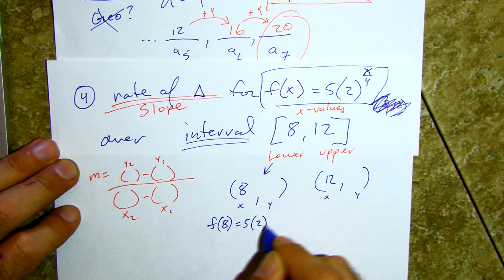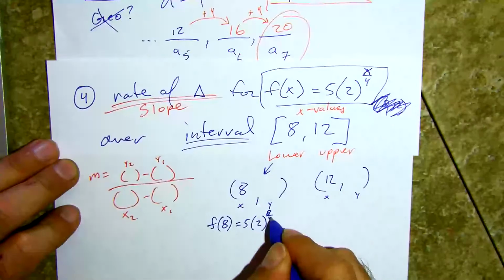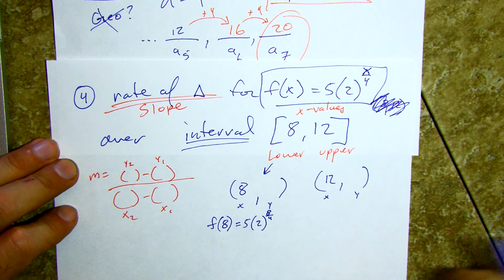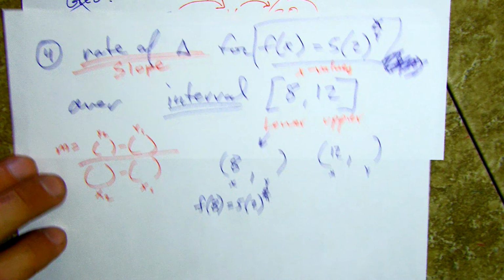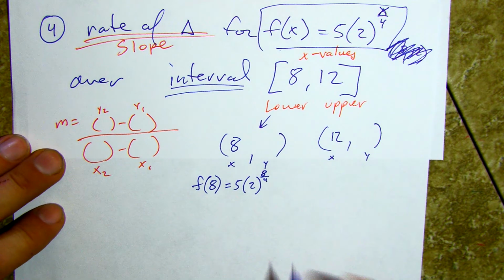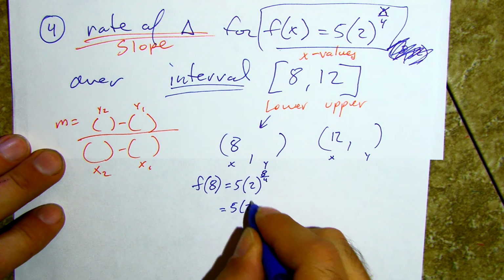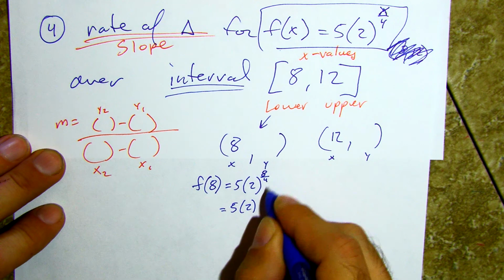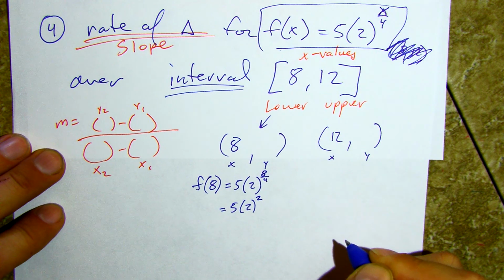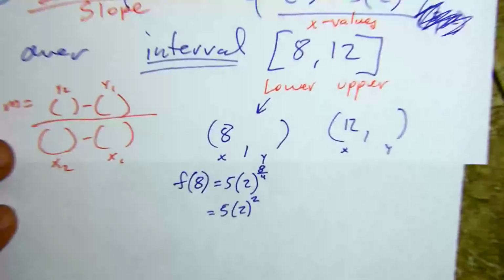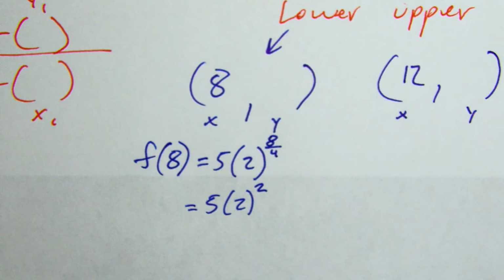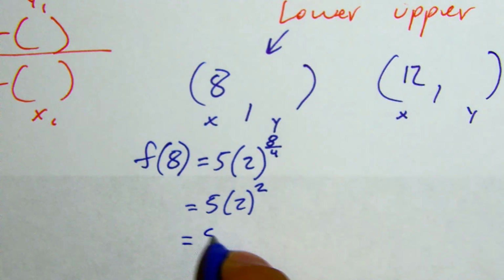Okay. And then what we're going to do is, this is 5 times 2. 8 divided by 4 is 2. Right? So I'm just working my way through it, finding the y value so I can plug it into the slope. And then we have 5 times 4. We got 20. So when I plug in 8 for x, I get what for y? 20 for y.